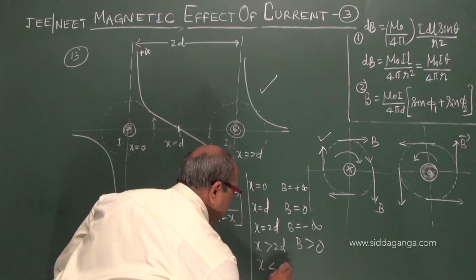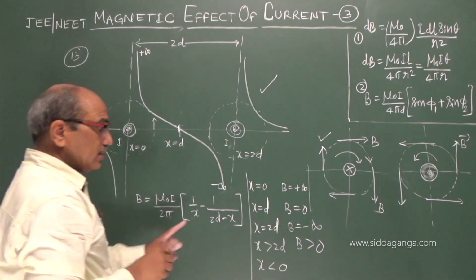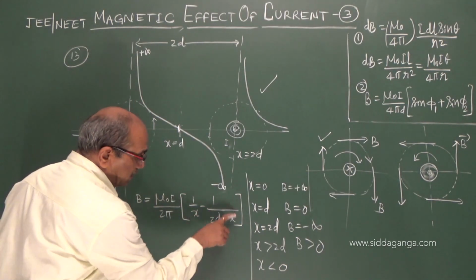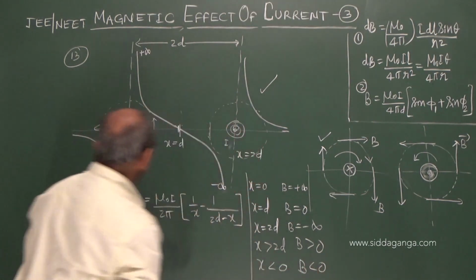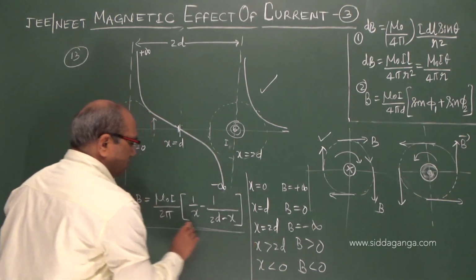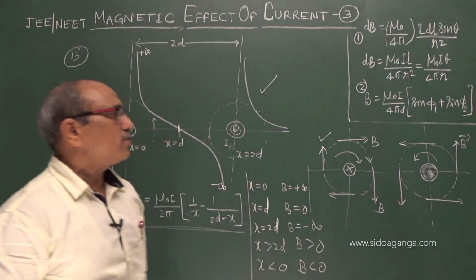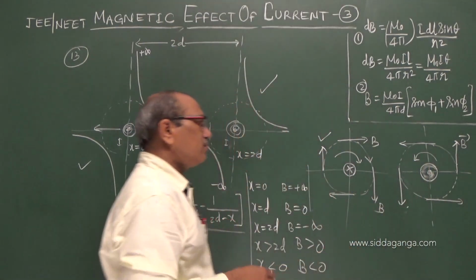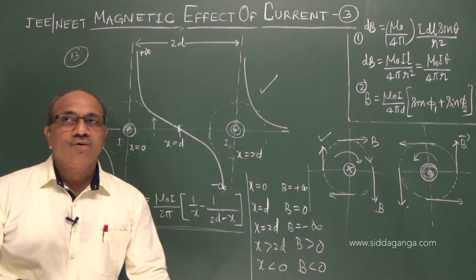If x is less than 0, that is towards the left, the x term is minus and the other term becomes higher, so B becomes negative. B negative is this curve. Numerically, with this equation, I showed how the field curve comes. This simple technique may be used in entrance exams to get that first quadrant positive, fourth quadrant negative, clearly suggesting how the field is.